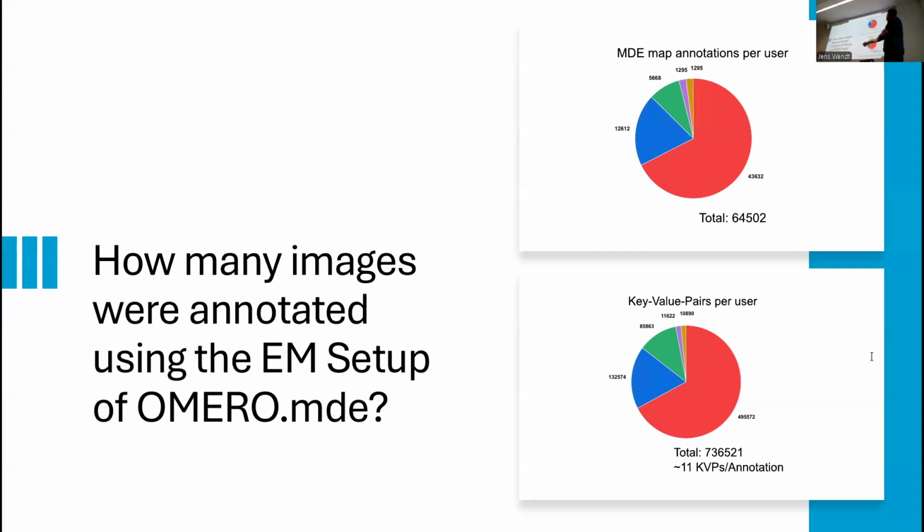And here this pie chart shows how many of these annotations were contributed by which user. You can see we have one power user using this and some prospective power users, let's say. And we can also break this down to key-value pairs. Each map annotation can contain multiple key-value pairs, obviously. These were roughly 740,000, which means per map annotation on average we had a bit more than 11 key-value pairs.